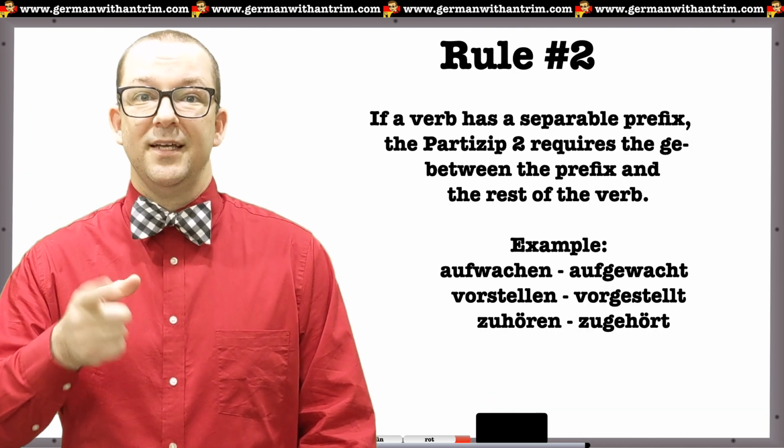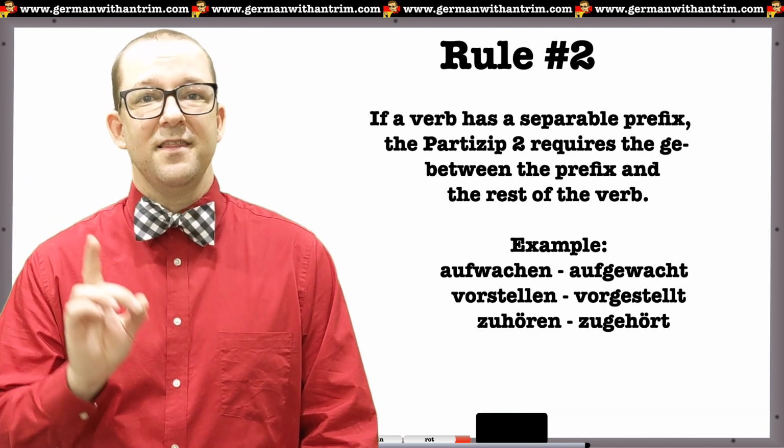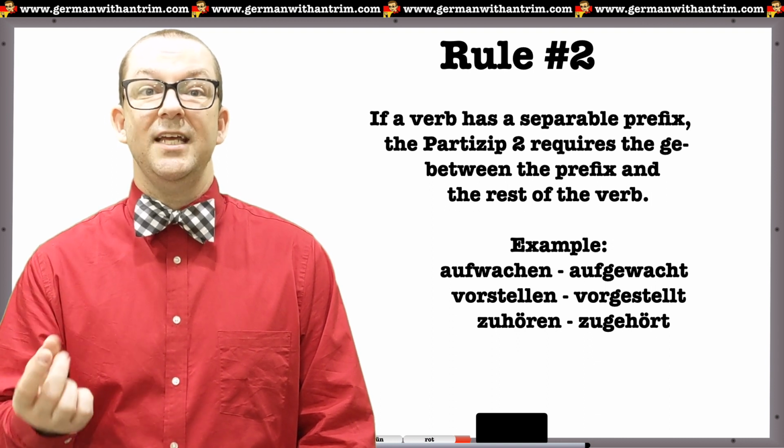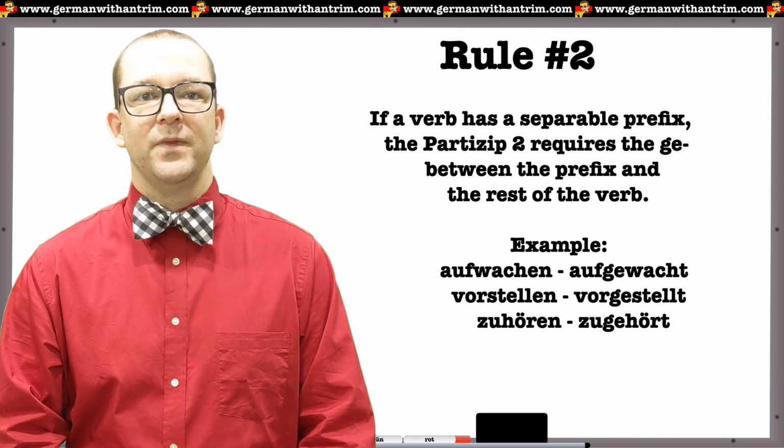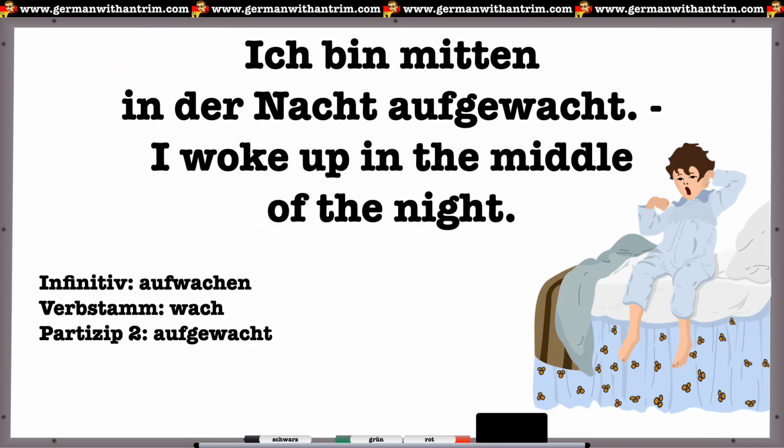Rule number 2. If a verb has a separable prefix, the Partizip zwei requires the ge between the prefix and the rest of the verb. For example, Infinitiv aufwachen, Verbstamm wach, Partizip zwei aufgewacht. Ich bin mitten in der Nacht aufgewacht. I woke up in the middle of the night.